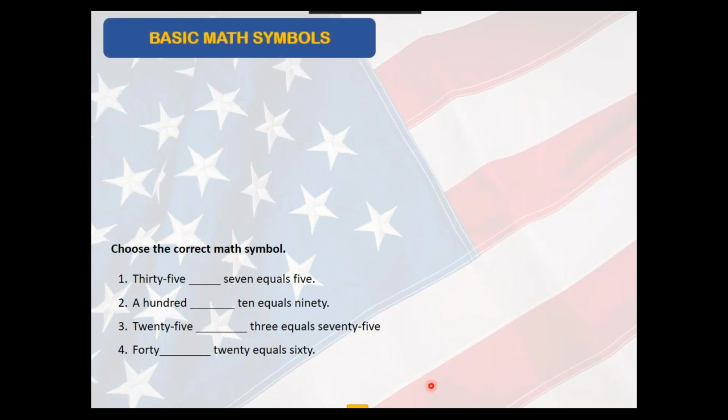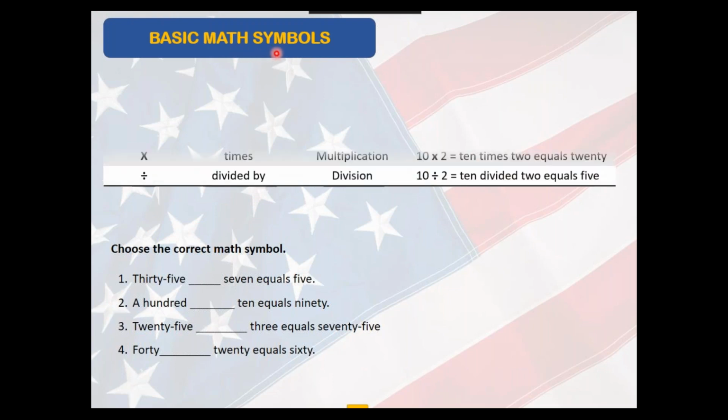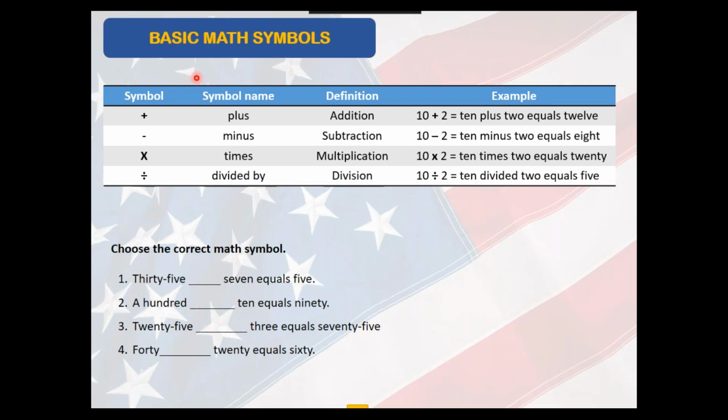Now let's continue with numbers. We go to basic math symbols. Remember our course of math. We have this symbol. The symbol name is this, plus. Repeat after me, plus. This symbol, minus. This symbol, times. And this symbol, divided by. One more time. Plus, minus, times, divided by.